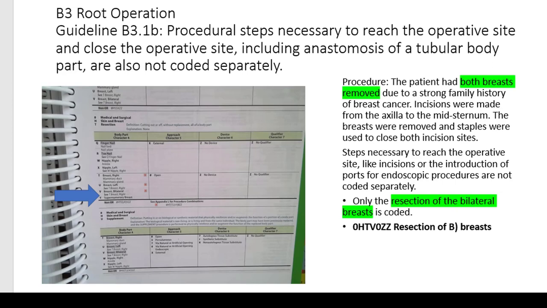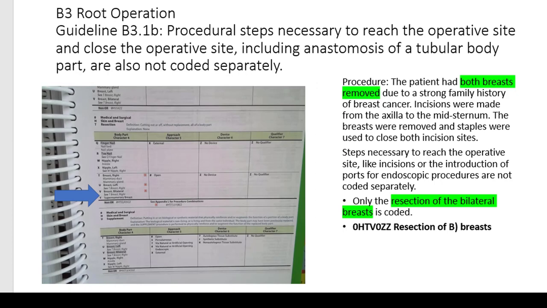The next one is Guideline B3.1b, which states procedural steps necessary to reach the operative site and close the operative site, including anastomosis of a tubular body part, are not coded separately. So the procedure I've chosen to illustrate this is the patient had both breasts removed due to a strong family history of breast cancer. Incisions were made from the axilla to the mid-sternum. The breasts were removed and staples were used to close both incision sites. Steps necessary to reach the operative site, like incisions or the introduction of ports for endoscopic procedures, are not coded separately. Only the resection of the bilateral breast is coded.